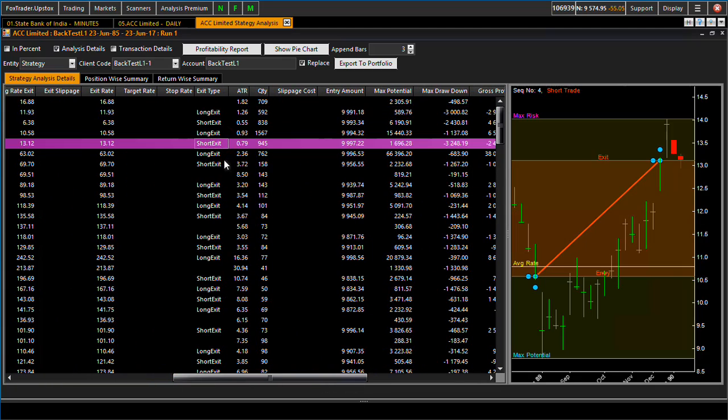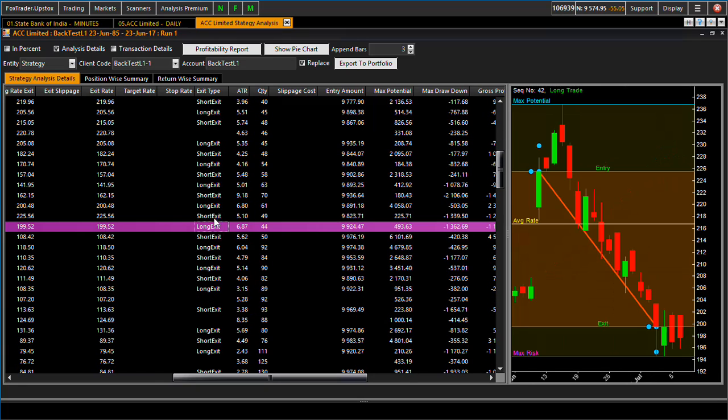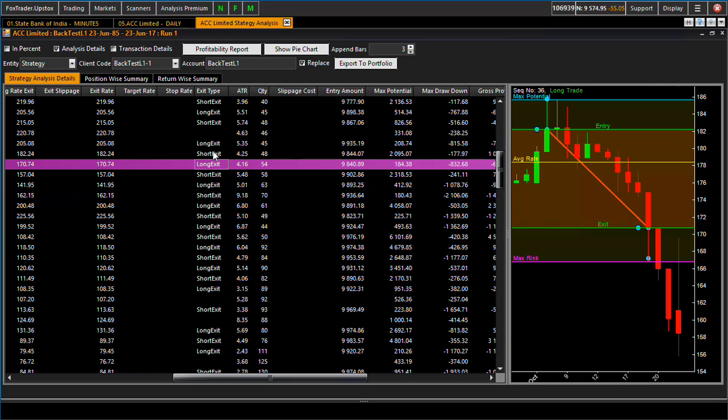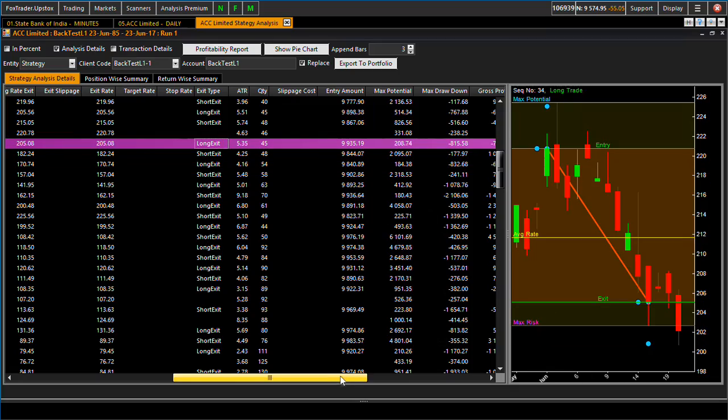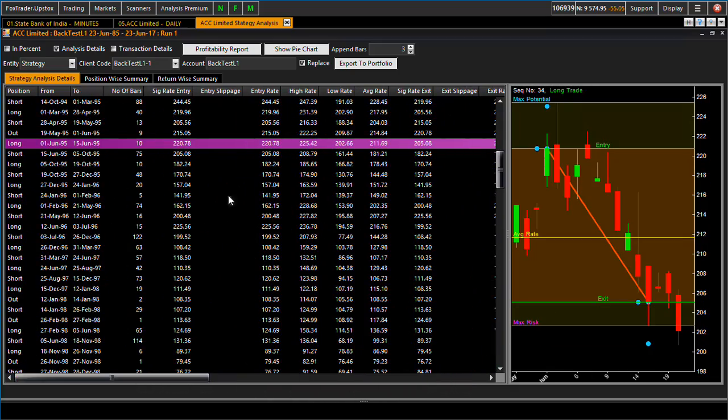So it will show you what was the reason for exiting. If you have put a stop loss into your strategy, it can also show you stop loss hit, trail stop hit. So all that information you will get out here. This is the trade analysis that you can do. So it shows you graphically as well.